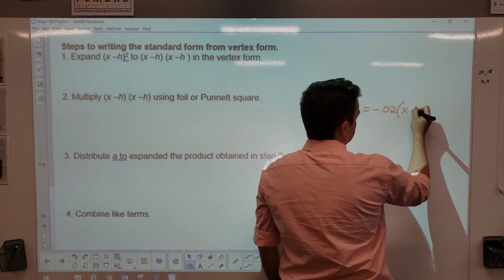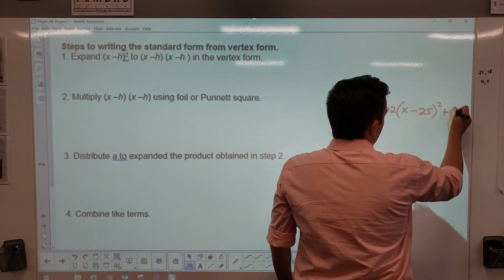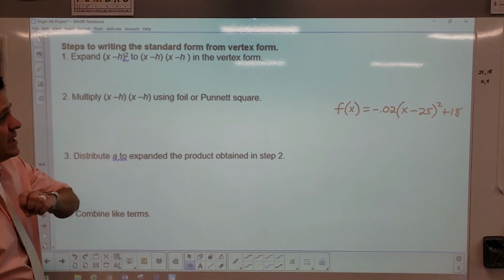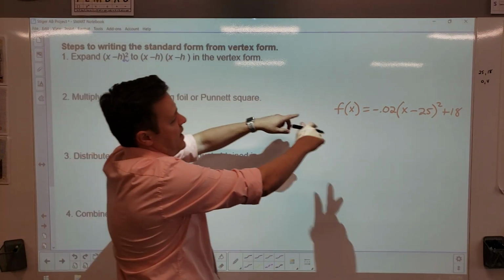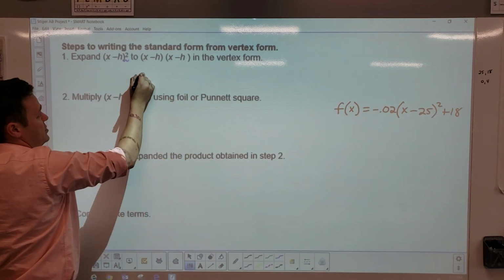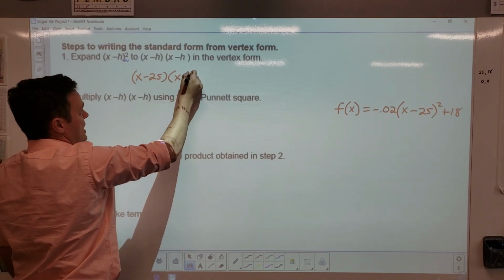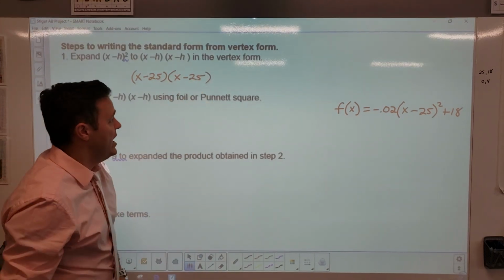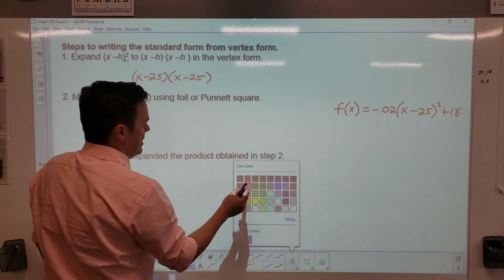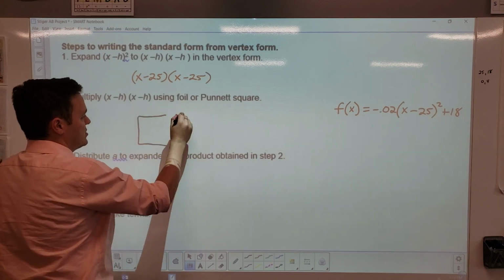When you guys do that, please make sure that you follow these steps appropriately to multiply everything out. So first thing is we're taking this value right here, the x minus 25, and we're breaking it out into two pieces. Because that's what squared means. It means you're breaking out into two pieces, okay? Then what you're going to do is use either the FOIL method or the box method or Punnett square to solve. So I'm going to use the Punnett square.